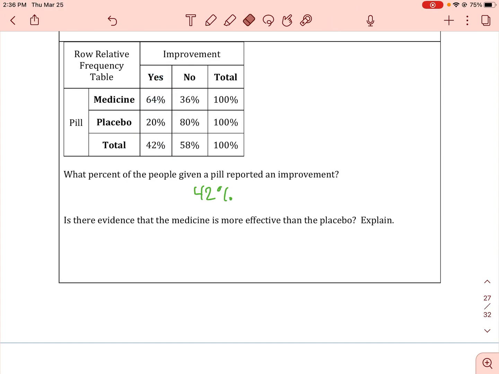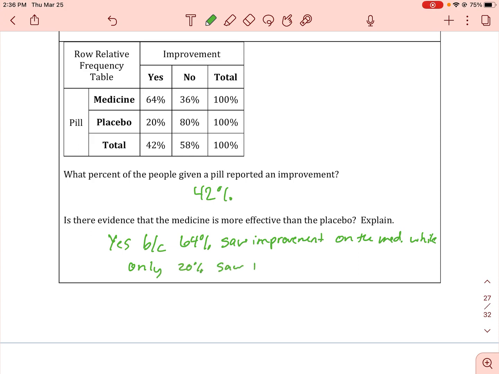Is there evidence that medicine is more effective than the placebo? Yes, because 64% saw improvement on the medicine, while only 20% saw improvement on the placebo.